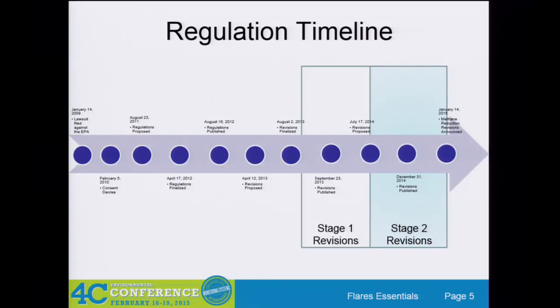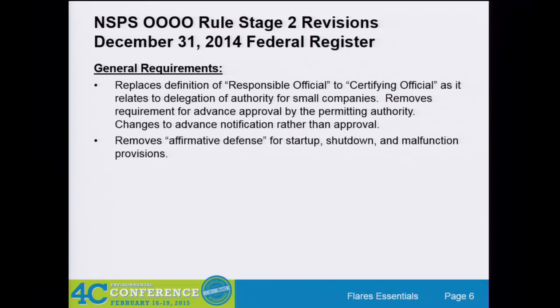Okay, this is our timeline. So back to 2009 with the lawsuit, to when the rule was published and promulgated the first time around, and then we had stage 1 revisions primarily to address storage tank issues, and now stage 2 revisions that just came out the end of last year. And then this is kind of a mention of what I've already talked about, the EPA talking about new proposed rules later this year. So let's just keep on going.